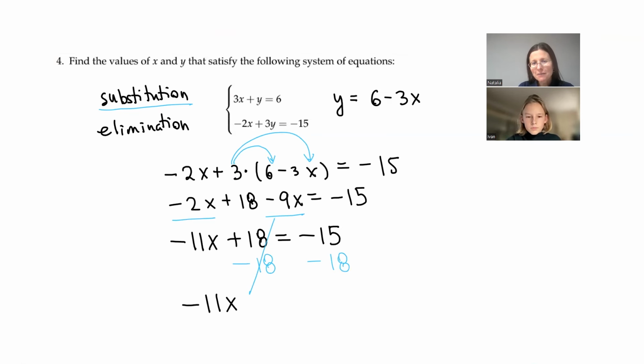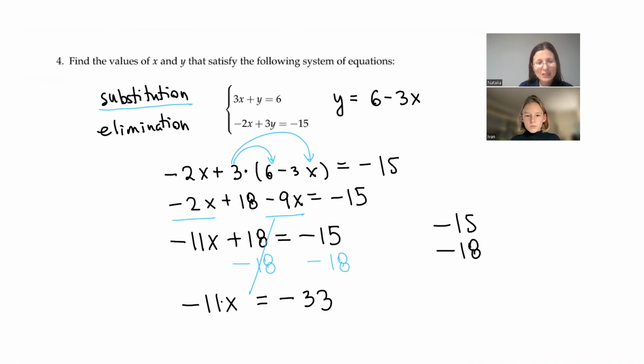And then negative 15 minus 18. We can think about it as an analogy. You're underground at negative 15 feet, and then you're moving even lower, another 18, right? So it's negative 15 and going even lower, another 18. So we will have a total of negative 33. Good. And final step, we need to get rid of negative 11 in front of x.